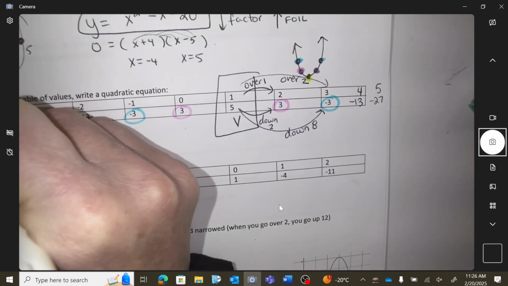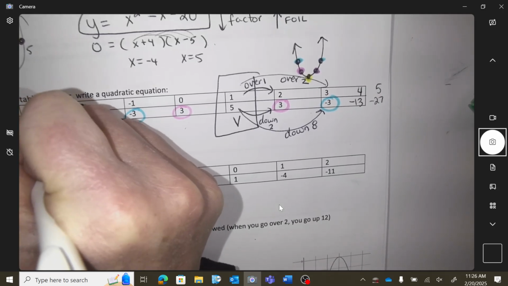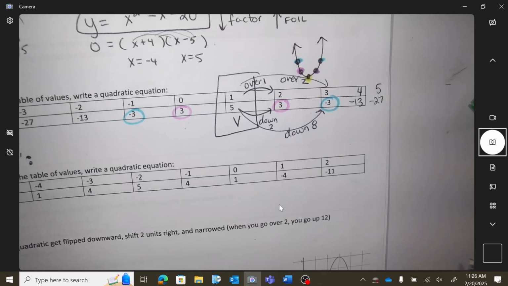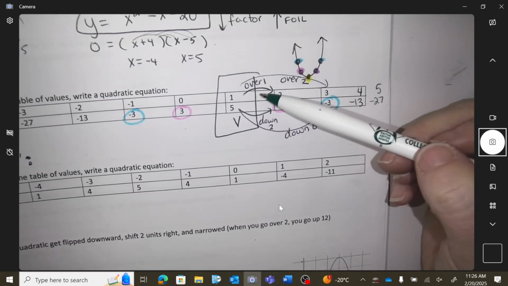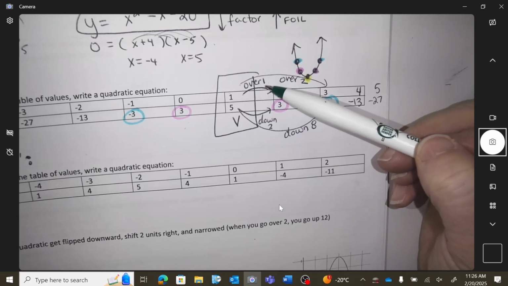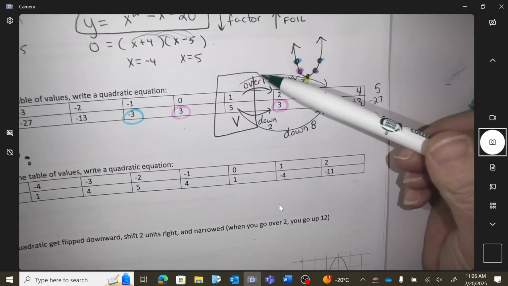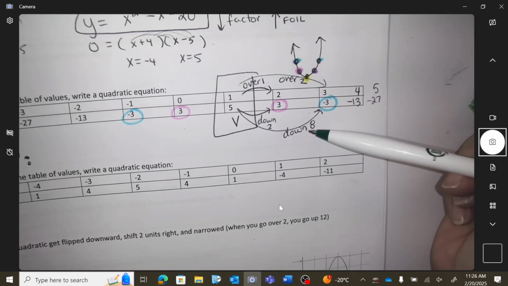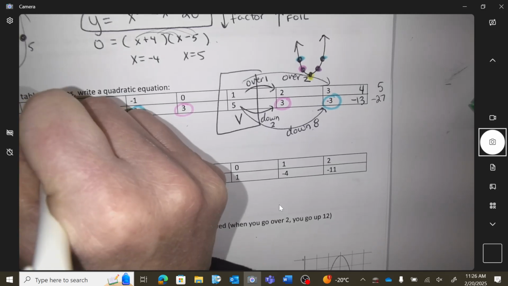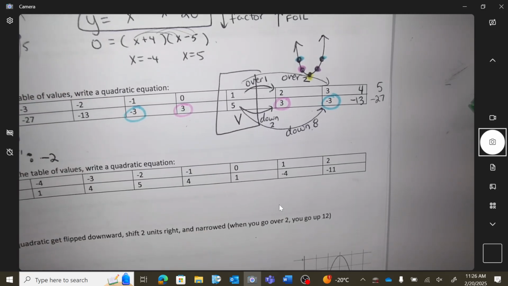Can anybody figure out your slope A value? Because that's not normal, remember? Normal, 1, 1, 2, 4, right? Normal is 1 and then 1, but you went down 2. 2 is normally 4, but you went down 8. What are you multiplying by every time? -2, right? Because I went down, down.